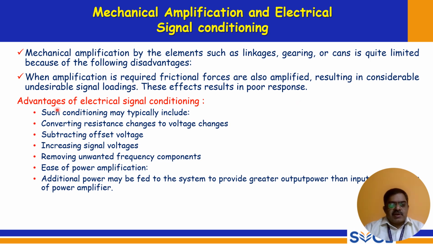And the advantages of electrical signal conditioning: such conditioning may typically include converting resistance changes to voltage changes, subtracting offset voltages, increasing signal voltages, removing unwanted frequency components, and ease of power amplification. Additional power may be fed to the system to provide greater output power than input power of the amplifier. So these are the main advantages of electrical signal conditioning.